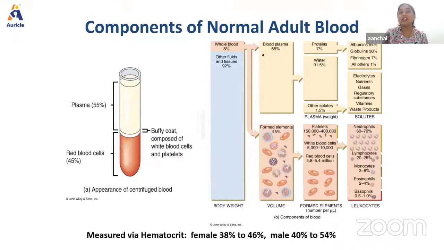As we discussed in the last class about plasma, in plasma, 7% is the protein part, 91.5% is the water part, and 1.5% are solutes. In protein, we have learned albumin, globulin, fibrinogen, and others. In other solutes, we have learned about electrolytes, nutrients, gases, regulatory substances, vitamins, and waste products. In formed elements, we have platelets, WBC, and RBC. In WBCs also we have a classification as granulocytes and agranulocytes, in which we have neutrophils, lymphocytes, monocytes, eosinophils, and basophils.